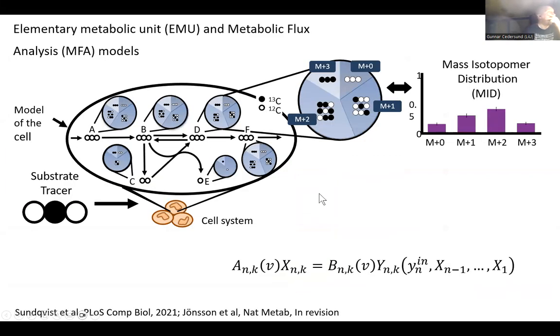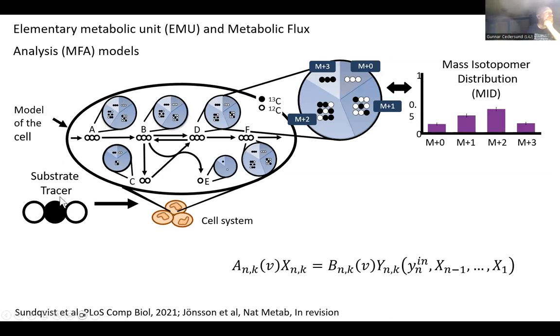So final example is elementary metabolic unit or metabolic flux analysis models. So metabolic flux analysis, they do what the name suggests. They try to determine the flux of metabolic reactions. So here we have some metabolite A, which is converted to B and D and F and so on. And what you want to determine here is how quickly each reaction flows. And this type of elementary metabolic unit models is a specific formalism, which is developed to deal with tracer-based data.